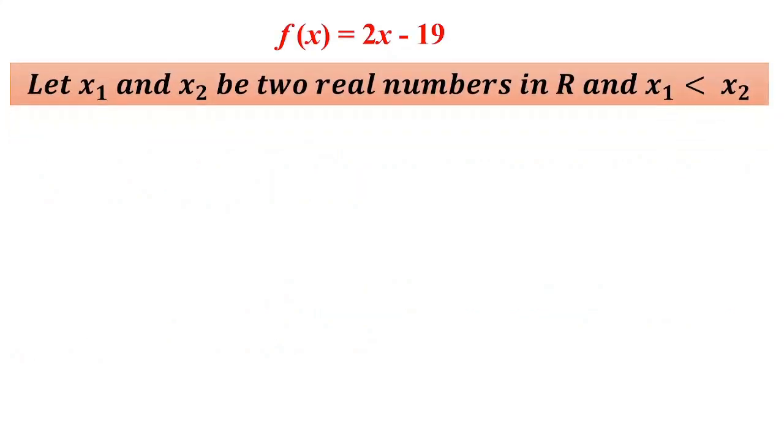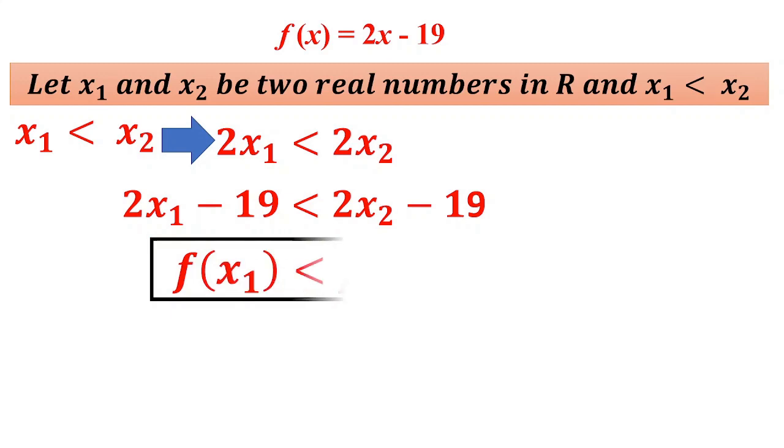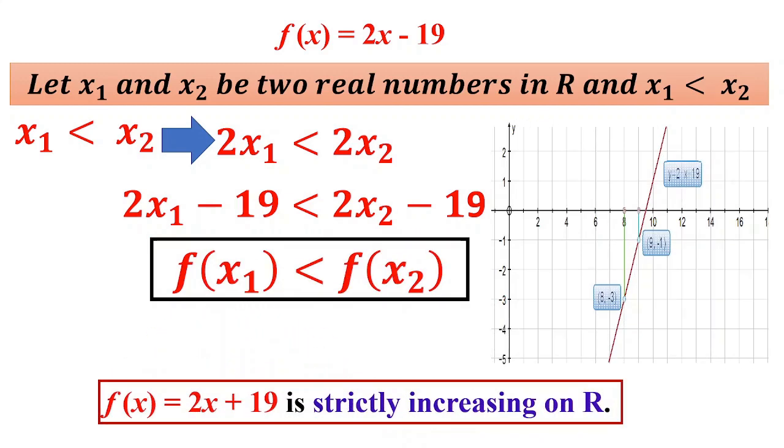I have taken 2x minus 19. I will first take x1 less than x2. Let me use this inequality. Let me try to get the 2x minus 19. What I have to do? Multiply both sides by 2. Inequality will not change. I subtract 19 from both sides. Inequality will not change. Therefore, f of x1 is less than f of x2. Therefore, it is strictly increasing. You are seeing this is a straight line which is strictly increasing.